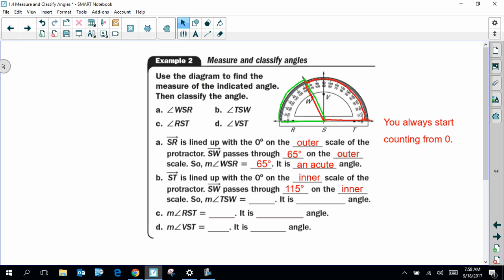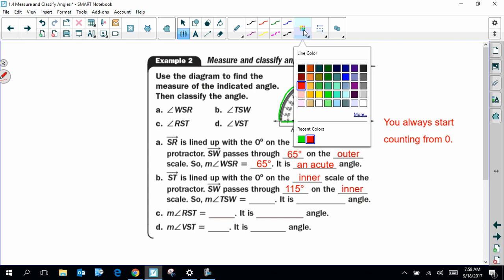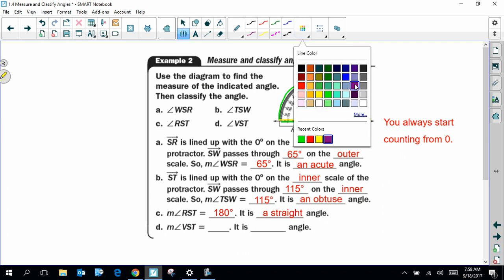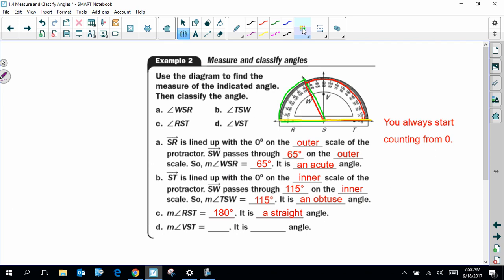The other two angles that we're going to take a look at here: angle RST is just this right here, so that's a straight line, which means it's a straight angle of 180 degrees. And the last one that we will take a look at here is angle VST. It doesn't matter which one we follow along, we're still going to follow along the inside number line here. And we see we stop that one at 90 degrees. So that is a right angle.